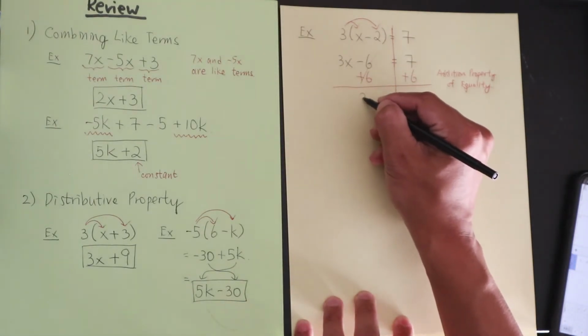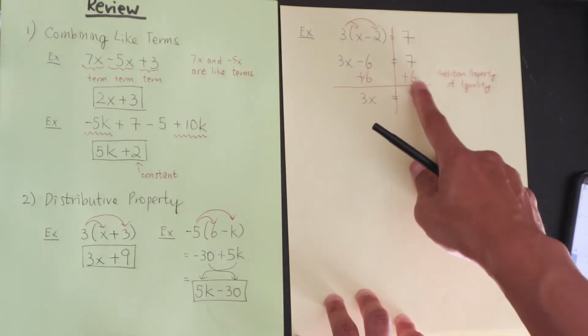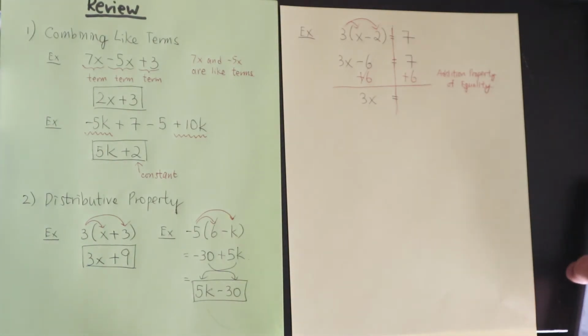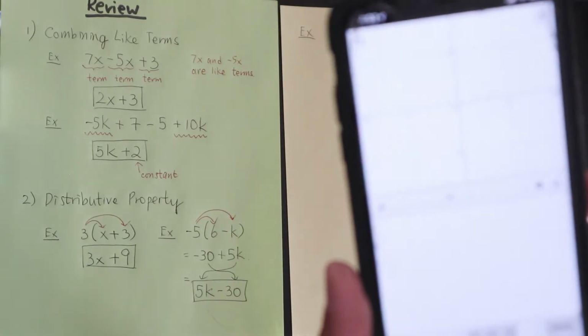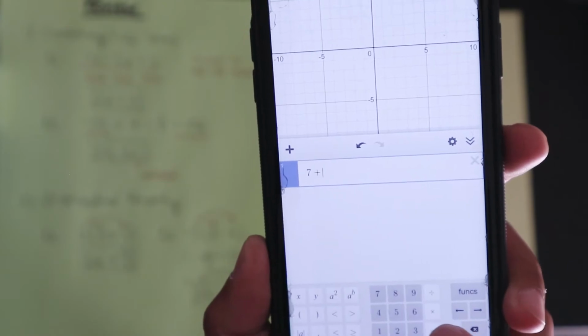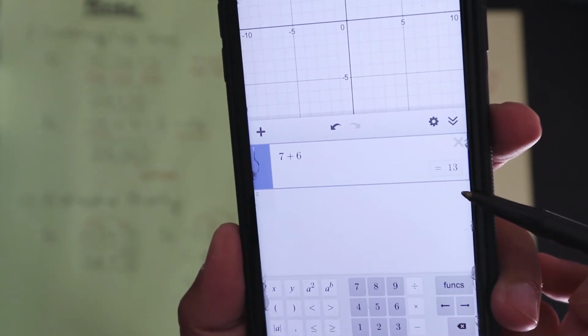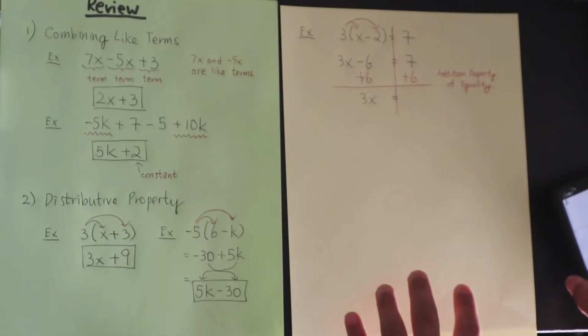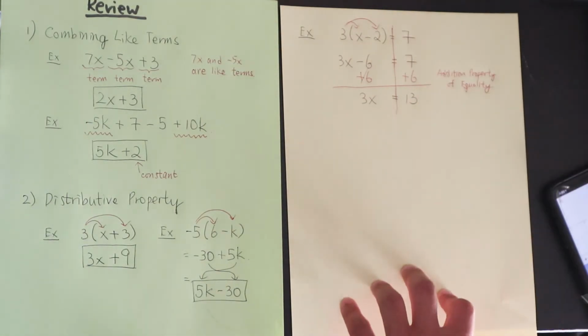So you're left with 3x is equal to 7 plus 6. I just want to double check. I want to find out what's 7 plus 6. We're going to use a calculator to find out what's 7 plus 6. I get 13. So 7 plus 6 is 13. So 3x equals 13.